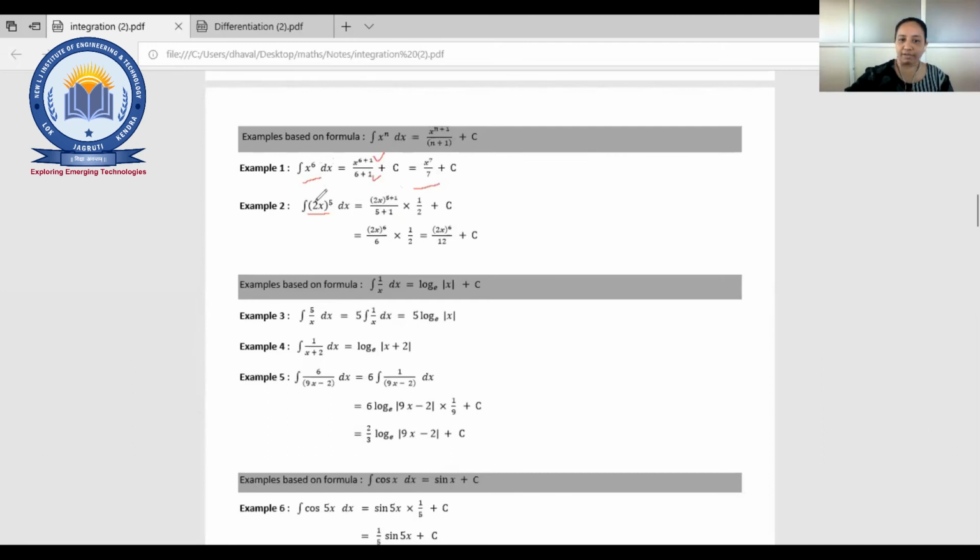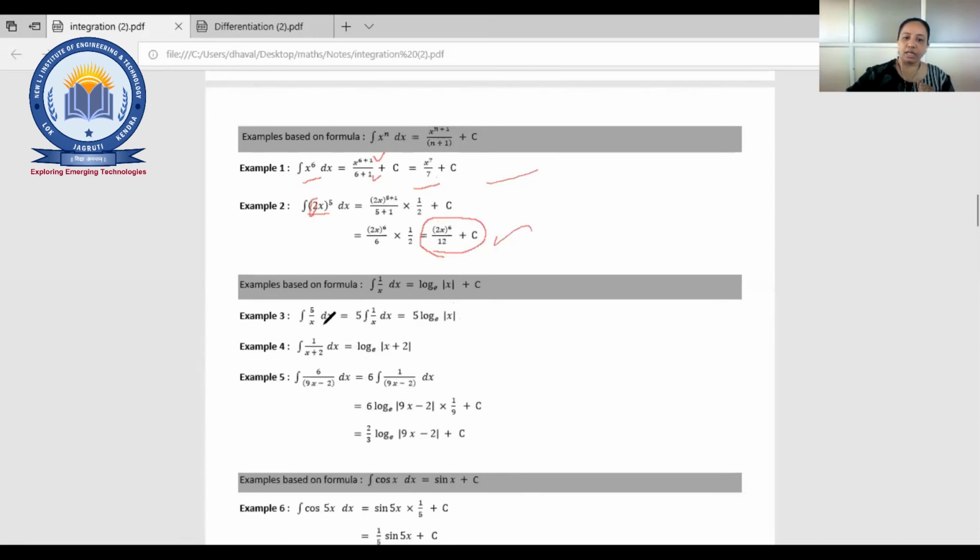So obviously you have to go for this 2, and that will be in the denominator. So your answer would be 2x raised to 6 upon 12. Why 12? Because 6 into 2, this 2, right? So that is the thing. Okay, doubt?